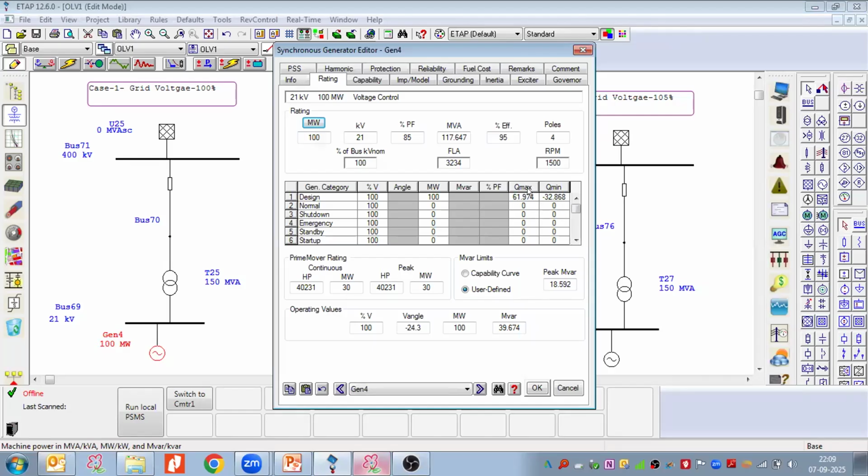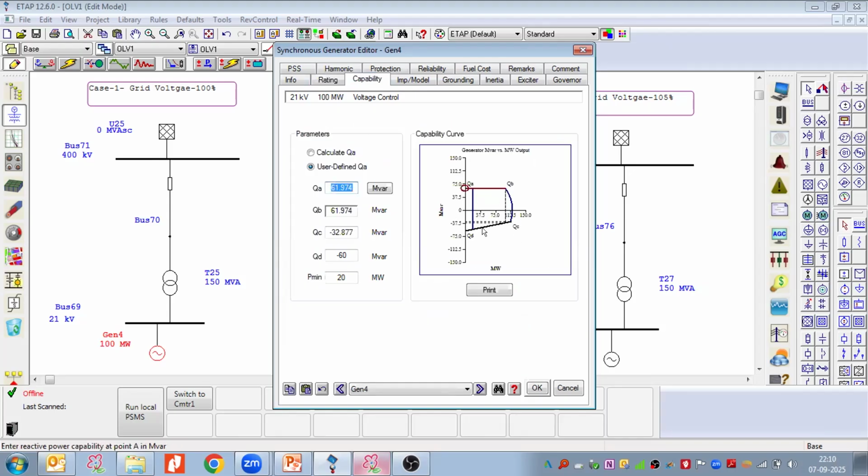But in case the generator manufacturer's capability curve is not provided, and most of the time they hesitate to provide it, or they do not provide it in the first submission, in that case, in order to model with the help of the power factor PF, we can also find the Qmax and Qmin values, and mention them over here. And then we have seen a brief about the capability curve. And then after that we have the impedance model.